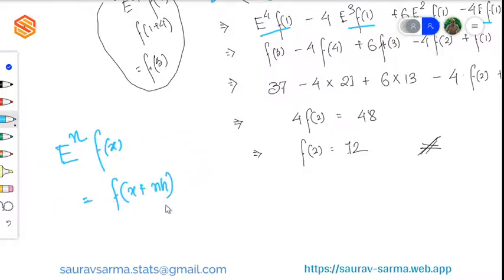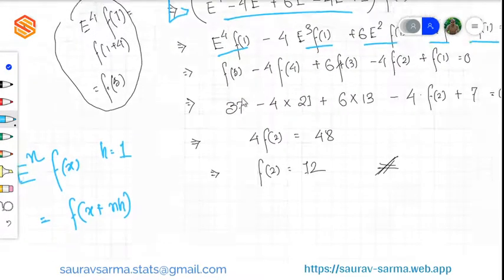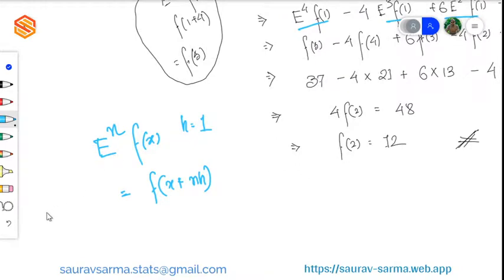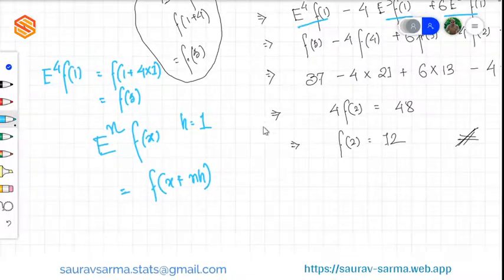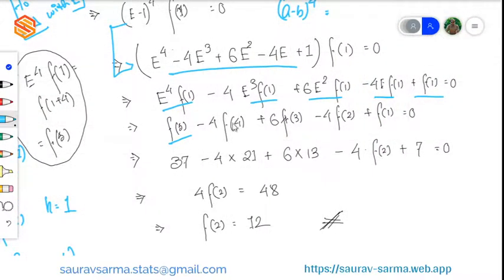So according to this formula, what we have here is that every gap h is 1. So suppose we have to find e to the power 4. What will e to the power 4 f of 1 be by the formula? f of 1 plus 4 times h, which is 1, right? So f of 5. That is why we got f of 5.